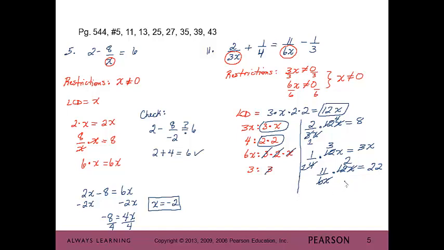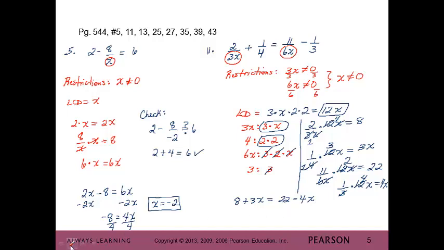And then the last one is a third. 1/3 times 12x. Well, the 3 will cancel, and the 12 will become a 4. So this is going to become 4x. So now our equation will become 8 plus 3x equals 22 minus 4x.